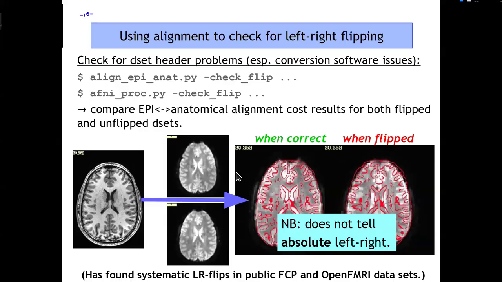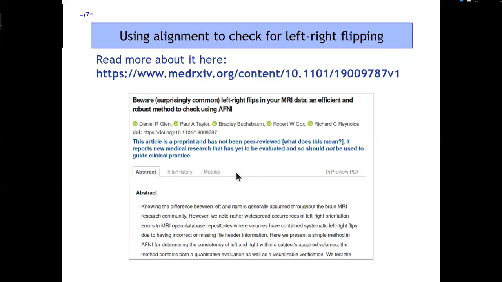Dealing with data is really hard, and you get surprising things happening. So this is a paper about it. Actually, I guess it's no longer just a preprint; the full paper has been out for a while, looking at surprisingly common left-right flips. The afni_proc quality control, if you use this option when you process, will warn you about it and show you images so you can check and verify what it's judging based on the cost functions.